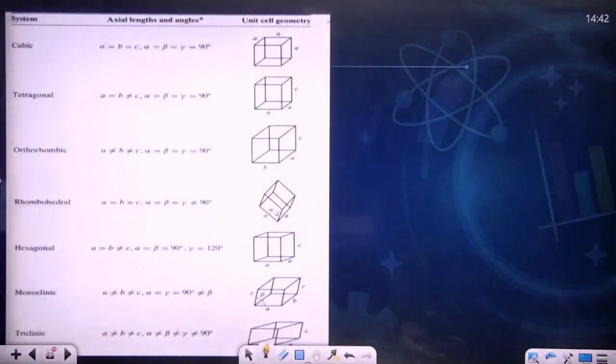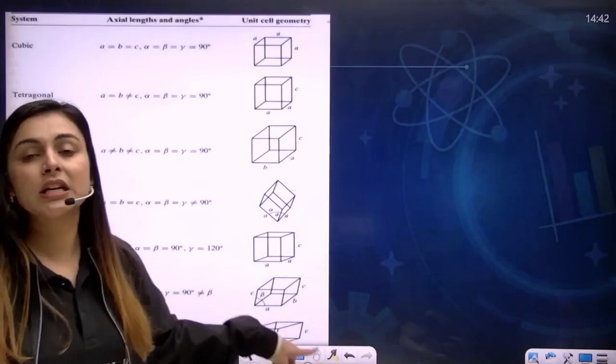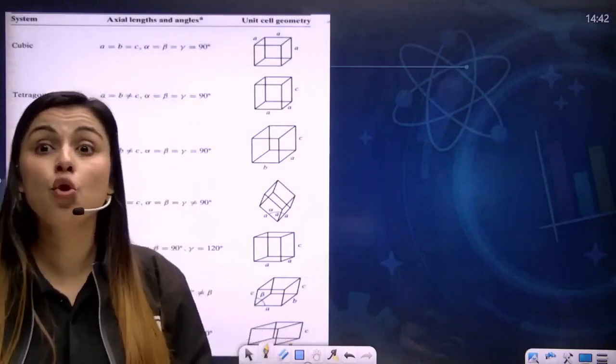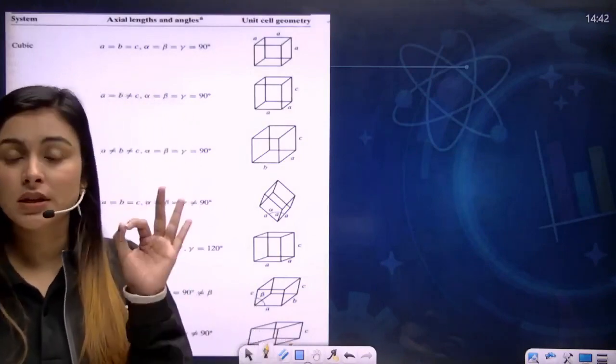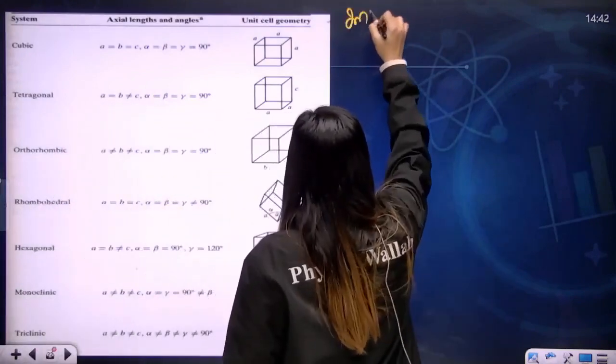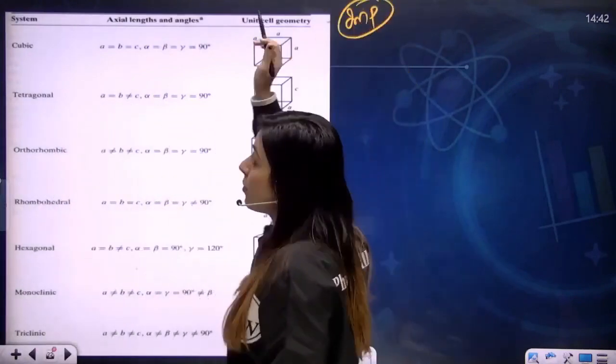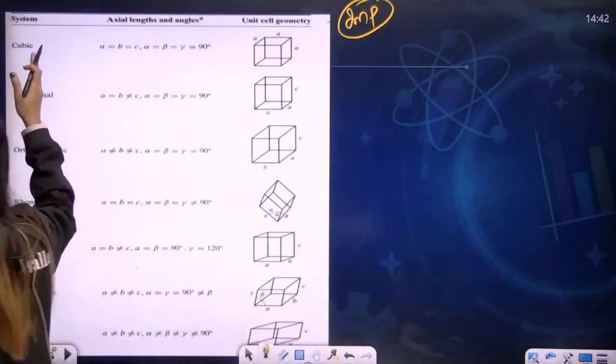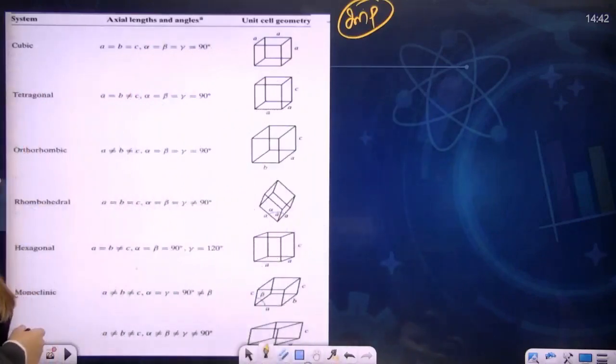Now let's talk about the 7 crystal systems, and you need to know about each and every unit crystal system, my dear students. It is very important. Questions are asked from these, so you need to remember these. The first is cubic, the second is tetragonal, third is orthorhombic, rhombohedral, hexagonal, monoclinic, and triclinic.